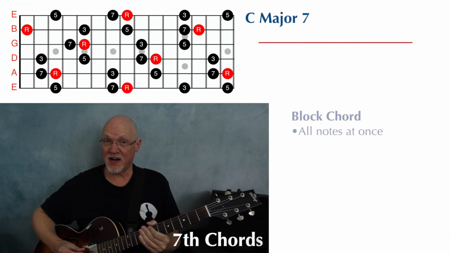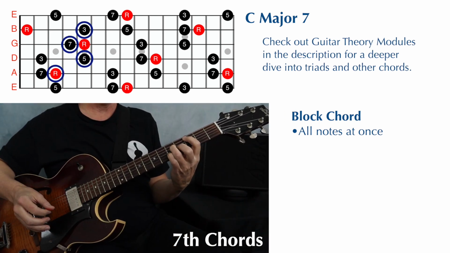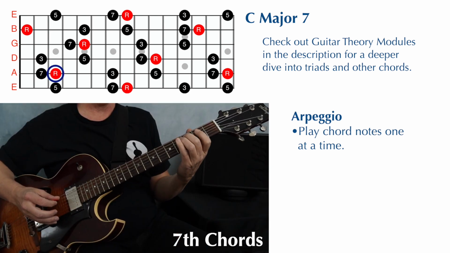When you play a block chord, you play all of the notes of the chord at once. When you play an arpeggio, you play the chord notes one at a time.